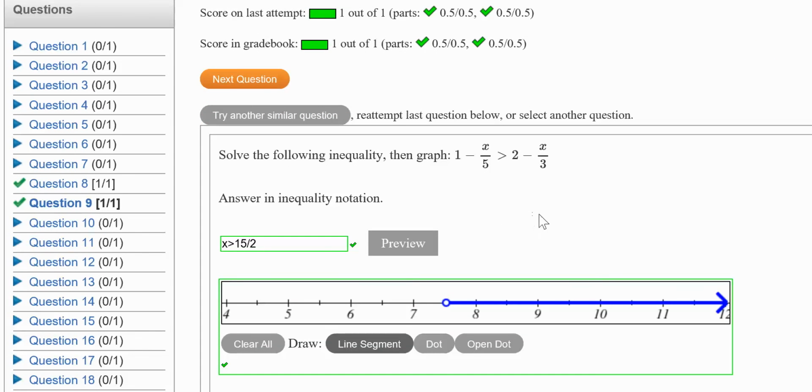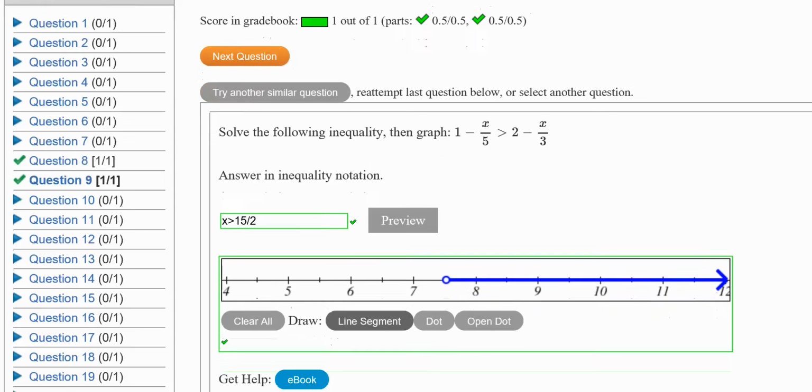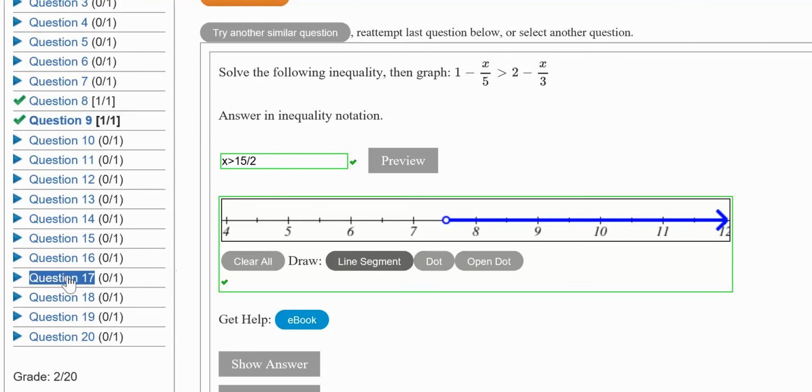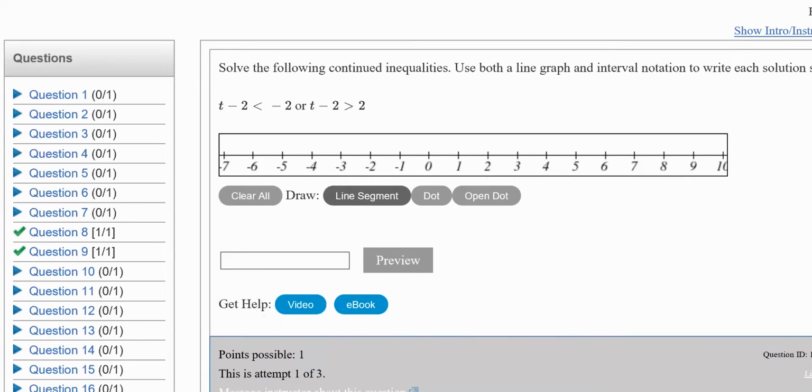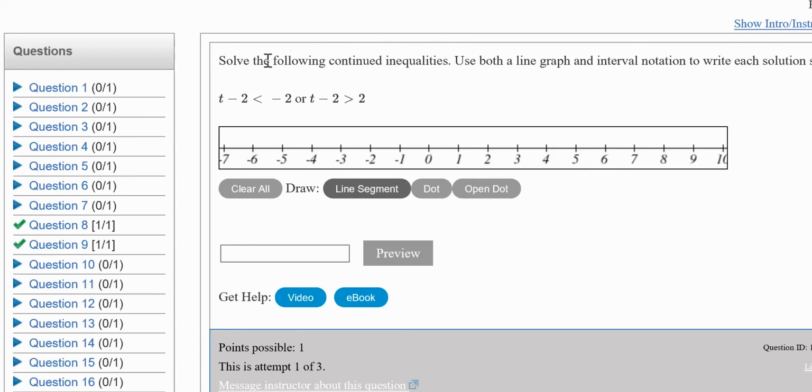All right. And the last one here for this section that was given is number 17 that people had trouble with here. Number 17. Okay, so it says solve the following compound inequalities. Use both a line segment and interval notation to write the solution set. So you want 2 things here. So let's see. t minus 2 less than negative 2, or t minus 2 is greater than 2. Okay, let's see what in the world is that going to look like.